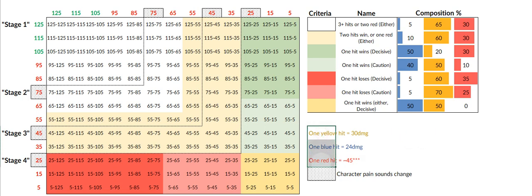And then just a little bit of information. One yellow hit equals 30, one blue hit equals 24. So when I'm talking about, going back to here, when I'm talking about like two hits win or one red, this is what I mean.